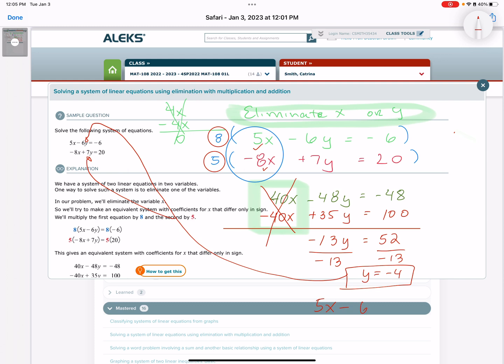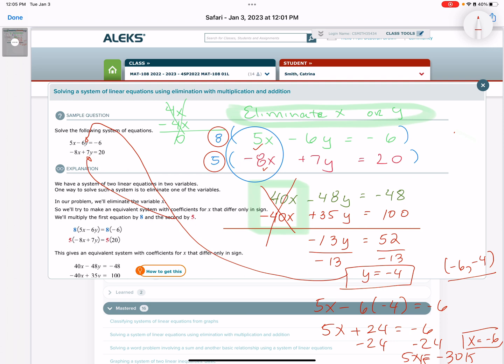So 5x minus 6 times negative 4 equals negative 6, plus 24 equals negative 6. Subtract 24 from both sides, and 5x equals negative 30. Divide by 5, and x equals negative 6. My solution is going to be negative 6 comma negative 4.